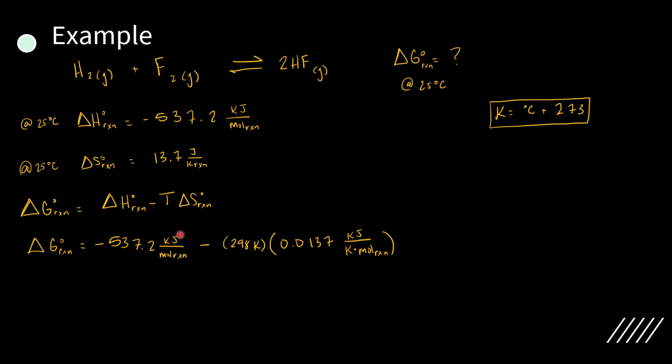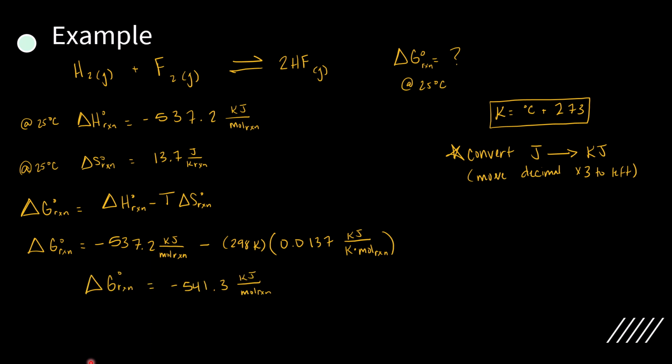And so what I do now is I just calculate it, and you're going to end up with negative 541.3 kilojoules per mole reaction. So basically what this means is that the forward reaction is going to be thermodynamically favored. If we put H2 gas and F2 gas in a container, the forward reaction to create 2HF gas is going to be favored.